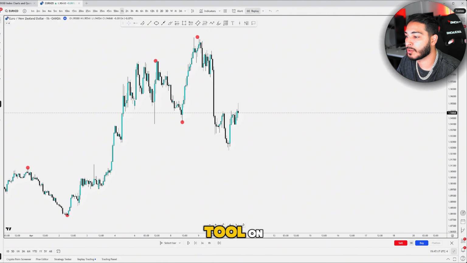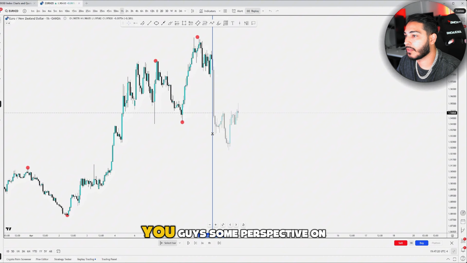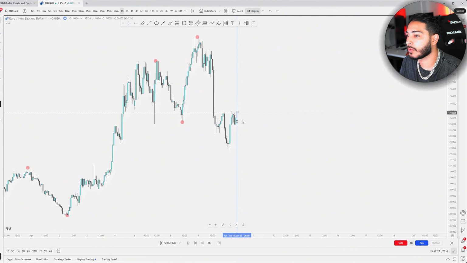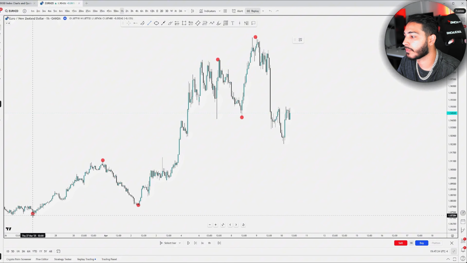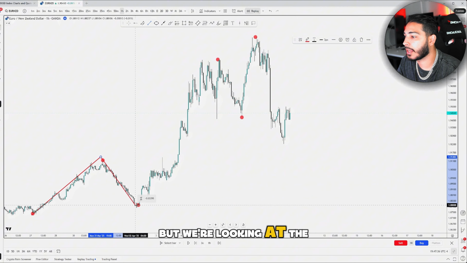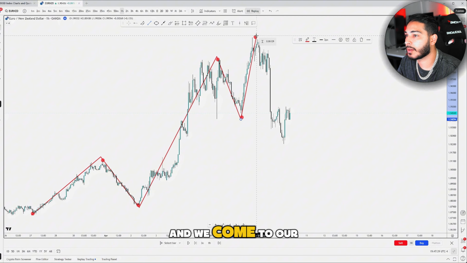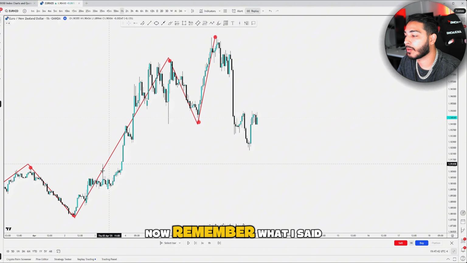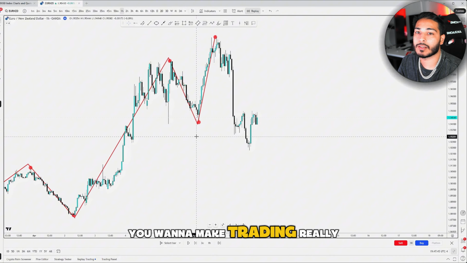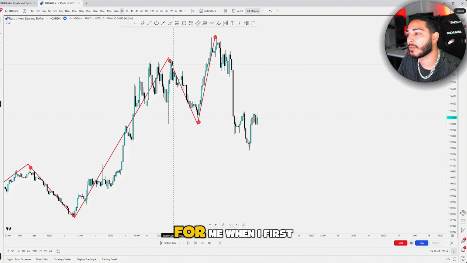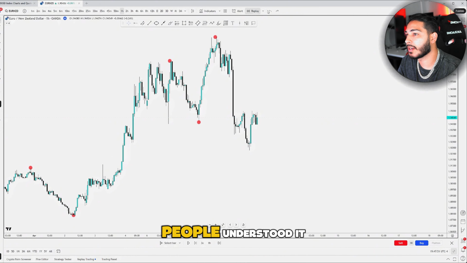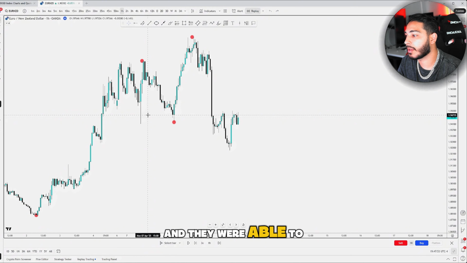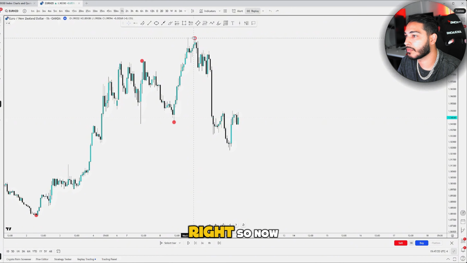So I'm putting the replay tool on just so I can give you guys some perspective on this. In the sense of the trend, it doesn't have to be perfect, but we're looking at the market like so, and we come to our highest high. Now, remember what I said about connecting the dots. You want to make trading really simple for yourself, right? For me, when I first started trading, connecting the dots was simple, fun, people understood it, and they were able to learn it and just run with it, right?